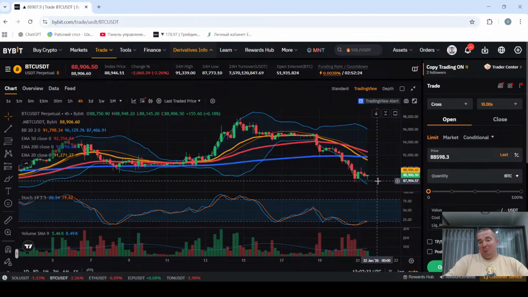You see, when it fell, the volume was big, but now the volume is very low. It's an average volume, and also stochastic is in the oversold zone. So what can we expect? Maybe we can expect a correction, but up to the level of 91, 92, yeah.